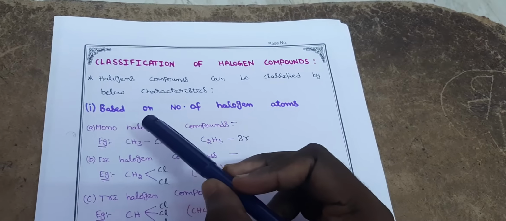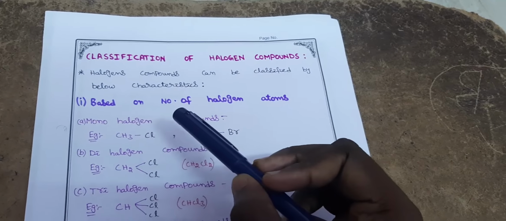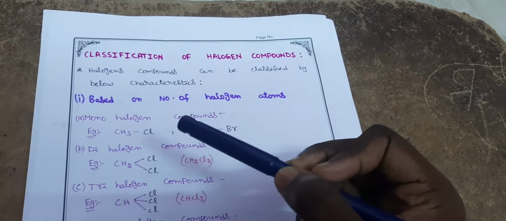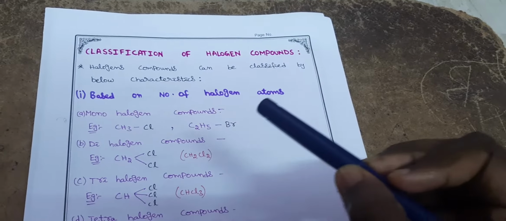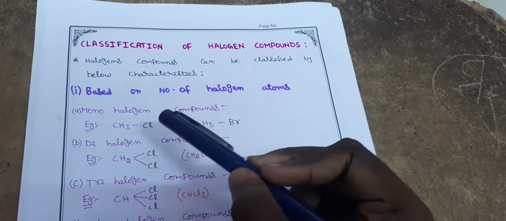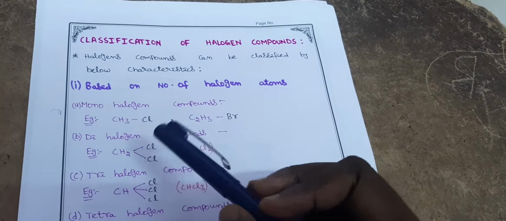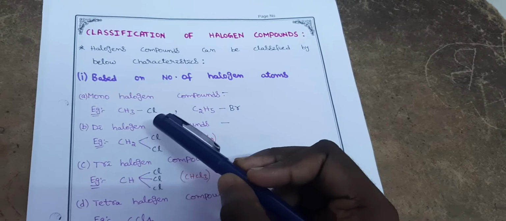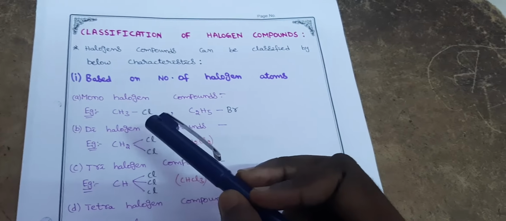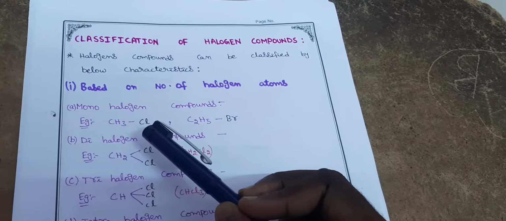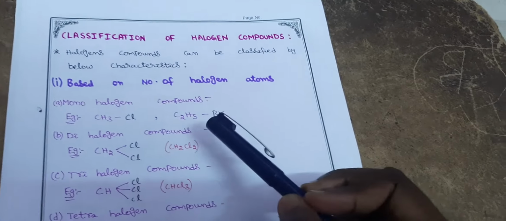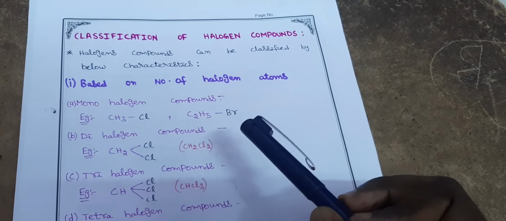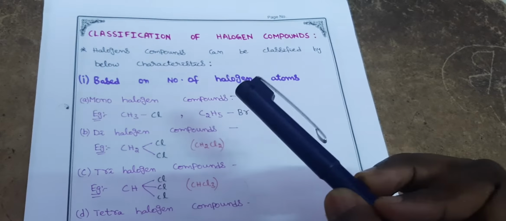First, the halogen compounds can be classified based on the number of halogen atoms. That means they can be classified based on the presence of the number of halogen atoms. See, first, monohalogen compounds. The name itself refers, mono means single. If a single halogen is present, then that particular compound is known as a monohalogen compound. See, methyl chloride or chloromethane and bromoethane. These are the compounds with a single halogen. So these are monohalogen compounds.